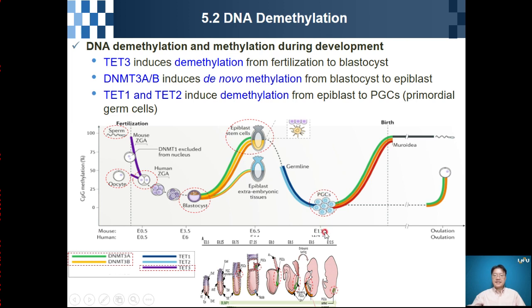The embryonic stage is about E13.5. During these stages, TET1 and TET2 function. So TET1 and TET2 induce demethylation from epiblast to PGC, primordial germ cell. During these stages, demethylation happens by TET1 and TET2.